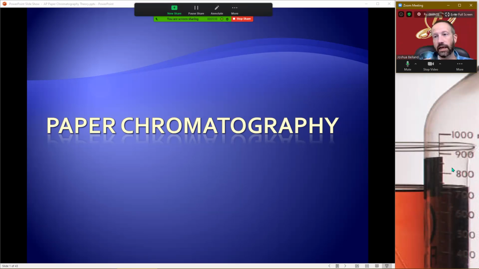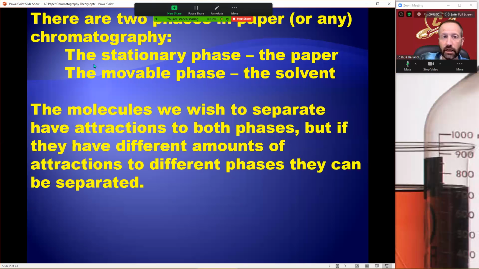But what we're going to talk about today actually applies to all types of chromatography. It does not have to be paper chromatography: thin layer chromatography, gas chromatography, high performance liquid chromatography. There's even new chromatography since I last studied it in college. So lots of forms of chromatography. They're all based on the same basic principles. They're just different ways of carrying out those principles. So we're going to look at paper chromatography and just know that it could apply to any form of chromatography in general.